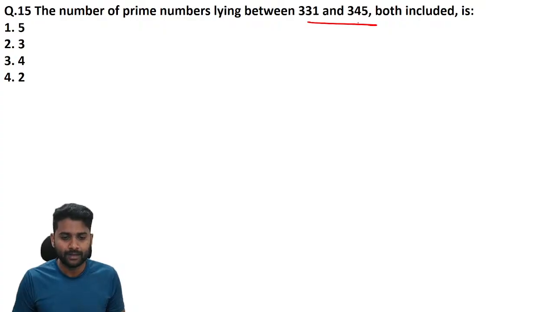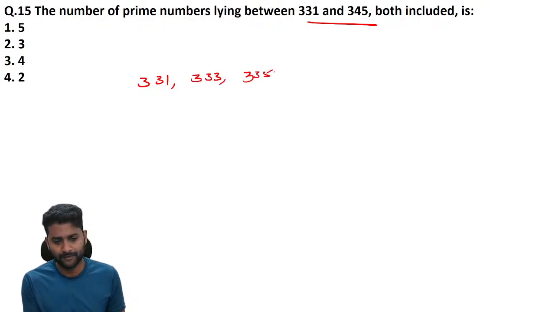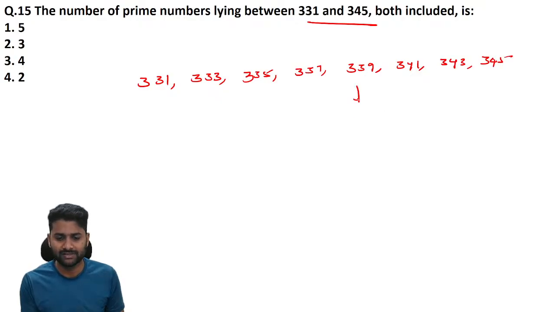Find how many prime numbers are lying between 331 and 345, both included. As you know, except 2, all the remaining prime numbers are odd numbers. 331, 333, 335, 337, 339, 341, 343, 345. As you know, these numbers are odd numbers. But we are talking about prime numbers. What is the basic definition of a prime number? Any prime number has exactly two factors. Those two factors are 1 and itself.